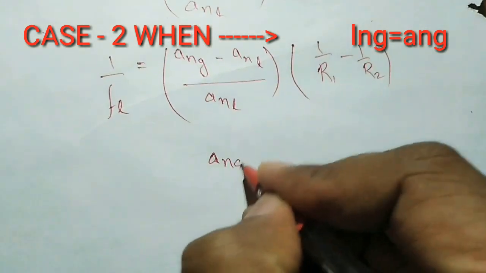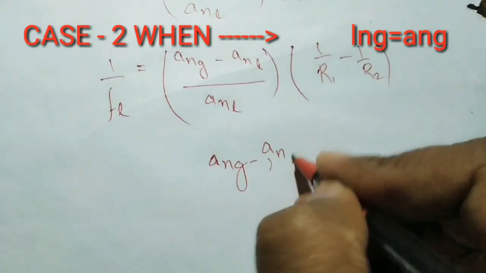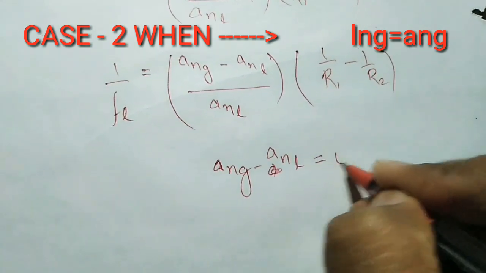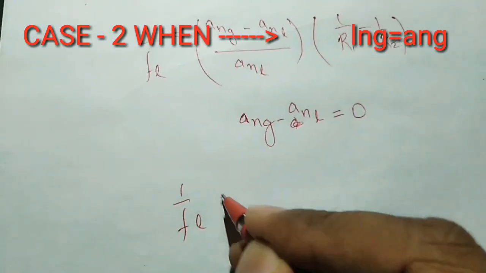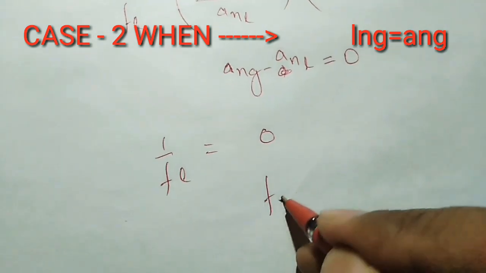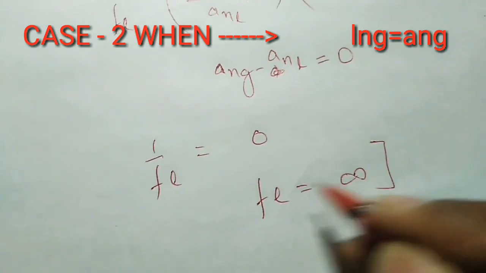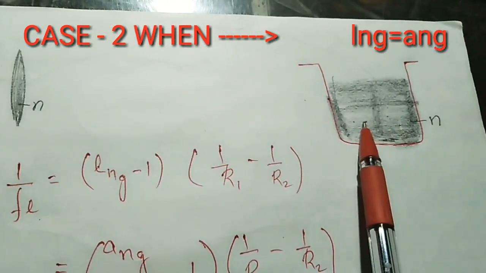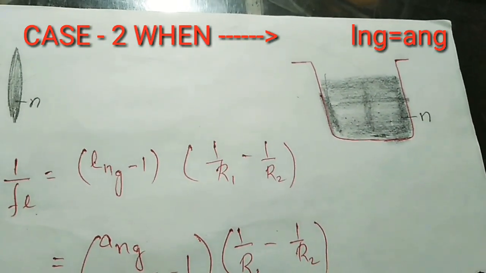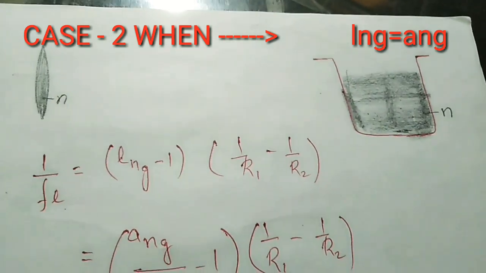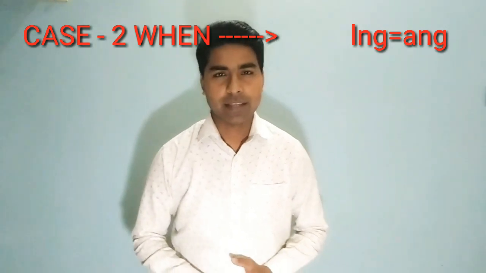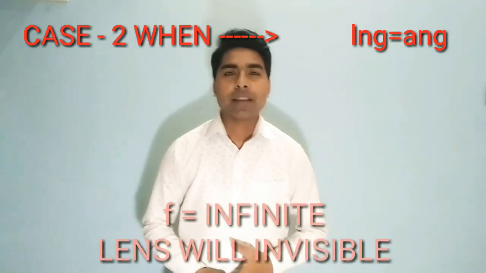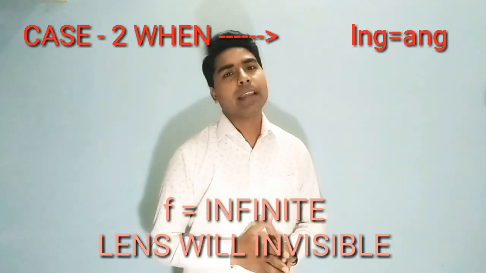So at that time ang minus anl will be what? 0, because both have the same refractive index. So 1 upon FL is equal to 0, or FL is equal to infinite. Means the focal length inside will be infinite, means the lens will be invisible inside. So we have seen when the lens and the medium in which the lens is placed both have the same refractive index, at that time the lens will be invisible.